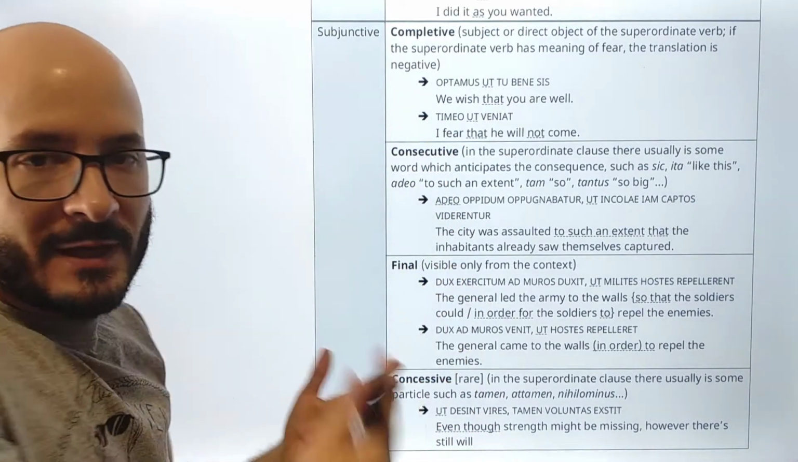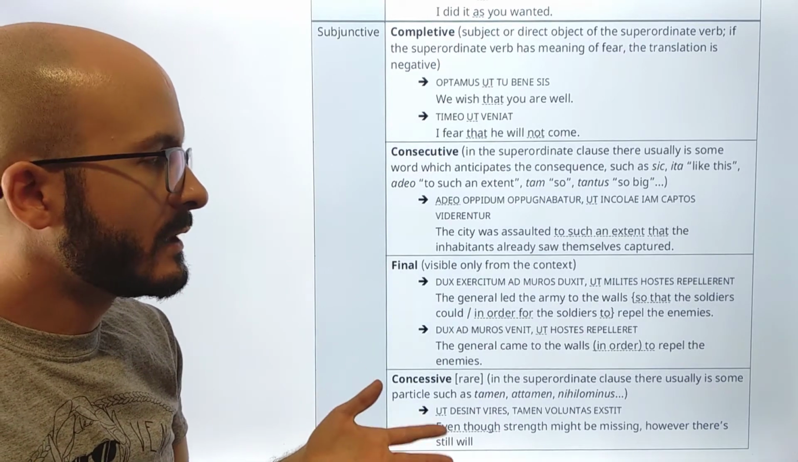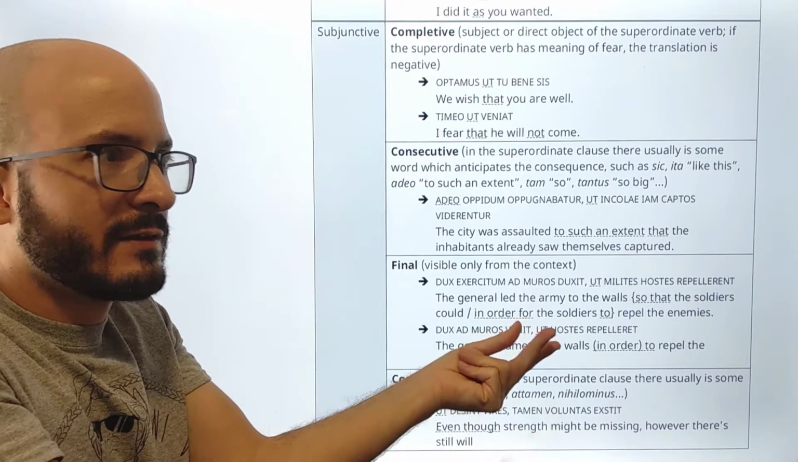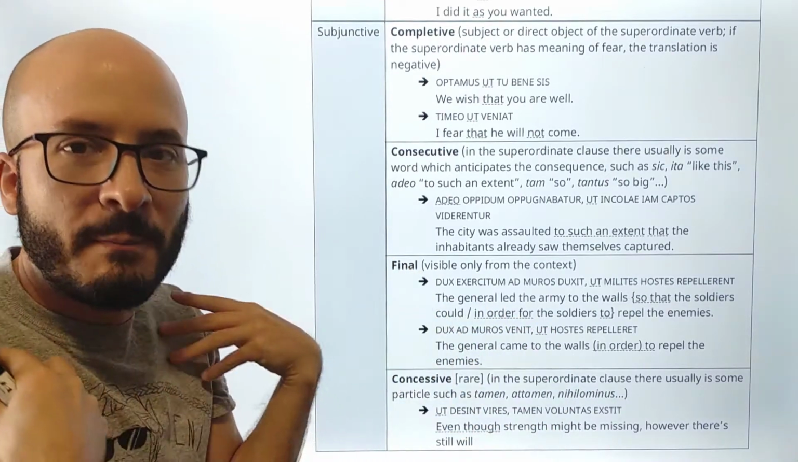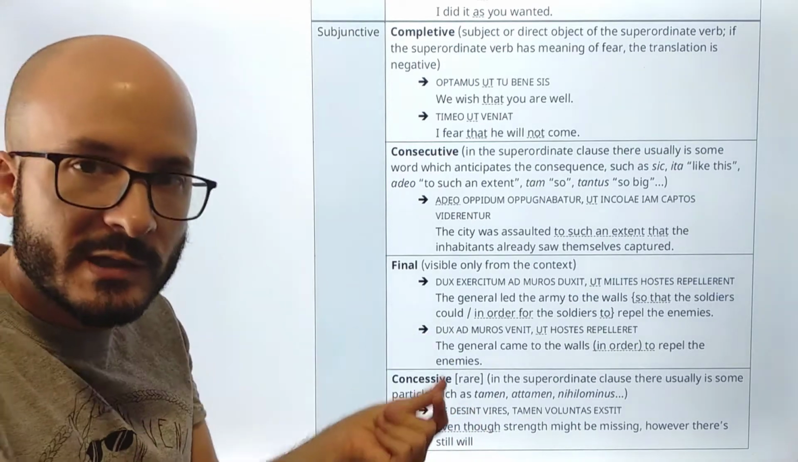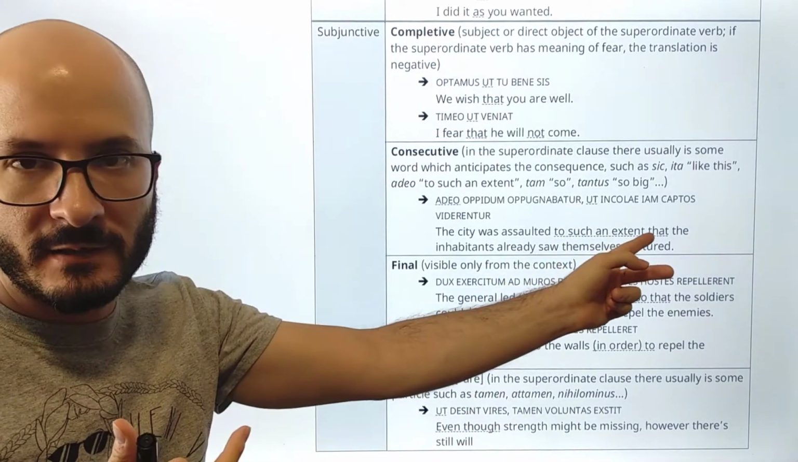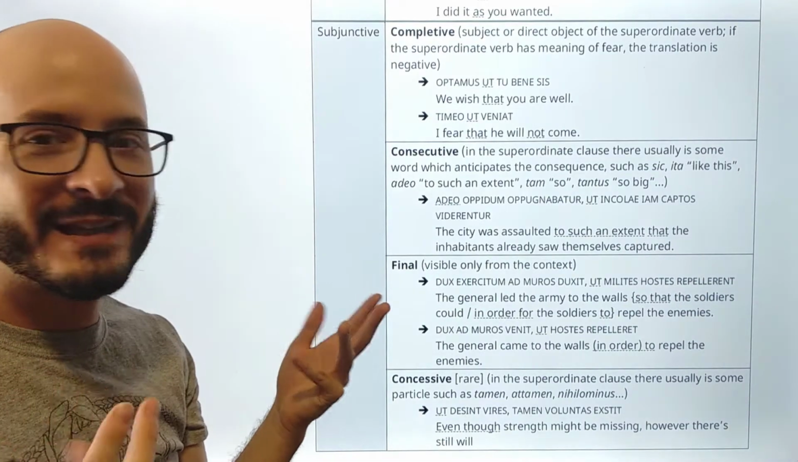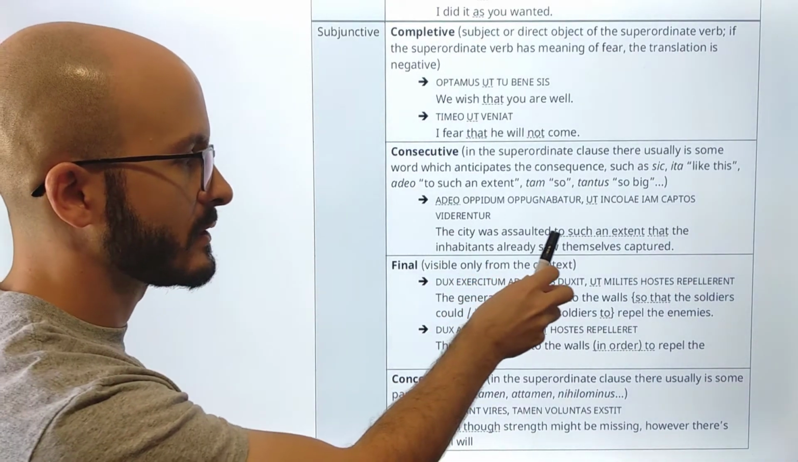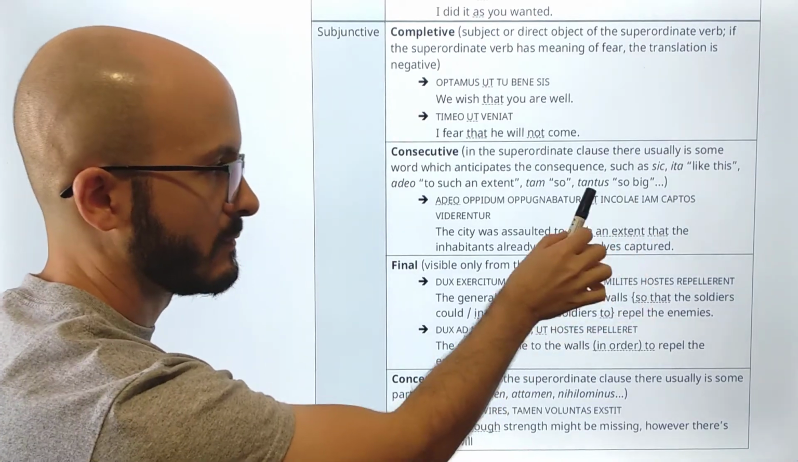Imagine that you start saying the city was assaulted to such an extent. So you say, to such an extent that what? I mean, the body is asking you to finish the sentence, no? So you need the consequence of to such an extent. Okay, so that's what I meant by you have to feel the rhythm, okay? So the city was assaulted to such an extent that, ut.